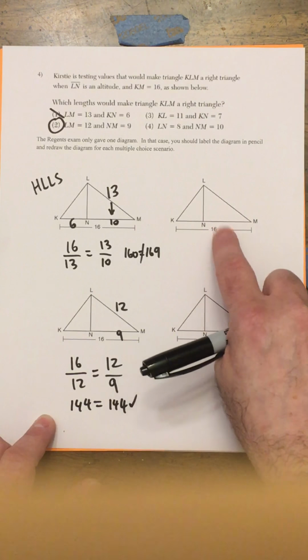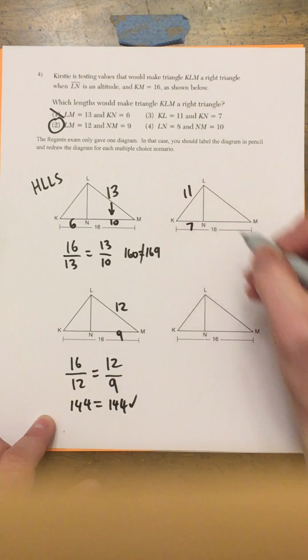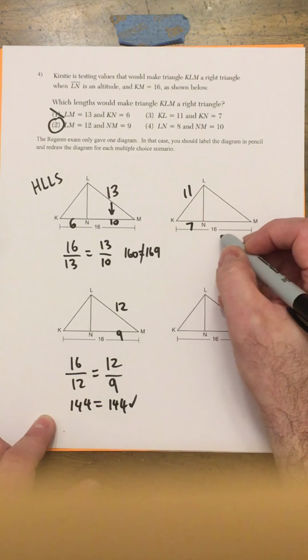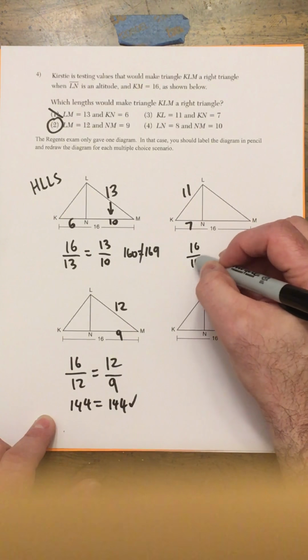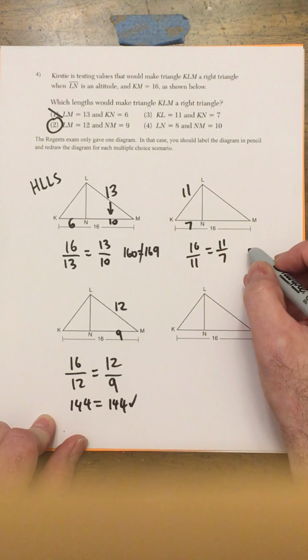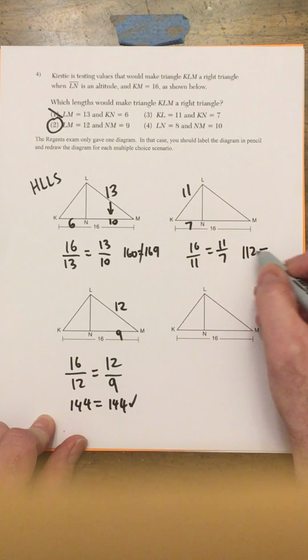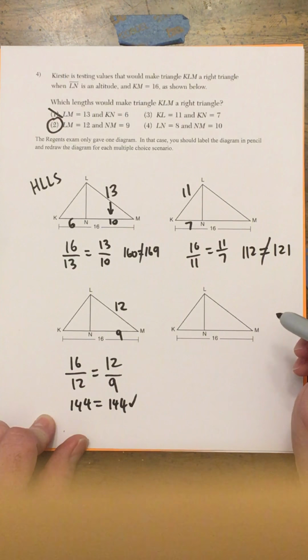Okay, number 3. I'll do 3 over here. KL is 11. KN is 7. The way you'd set this up, again, it's hills because there's a leg and the segment. So it's 16 over 11 equals 11 over 7. Cross multiplying those, you get 16 times 7 is 112, and 11 times 11 is 121. That's not true, so choice 3 is no good.